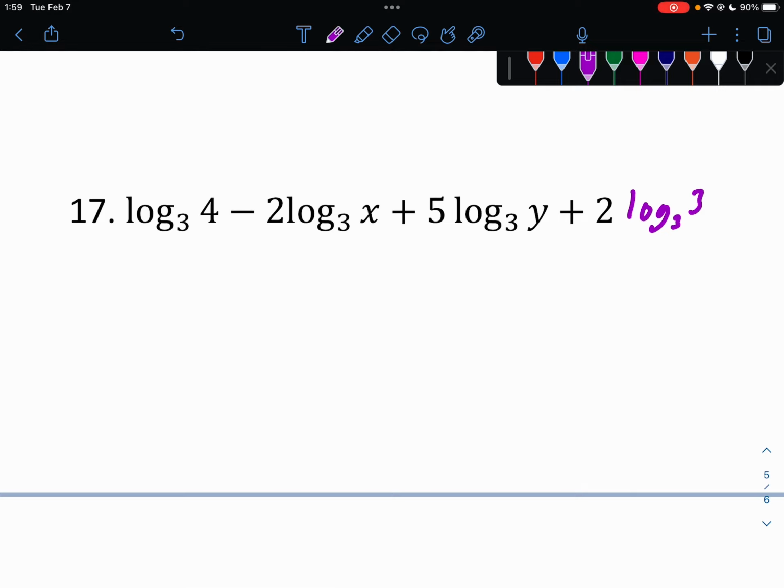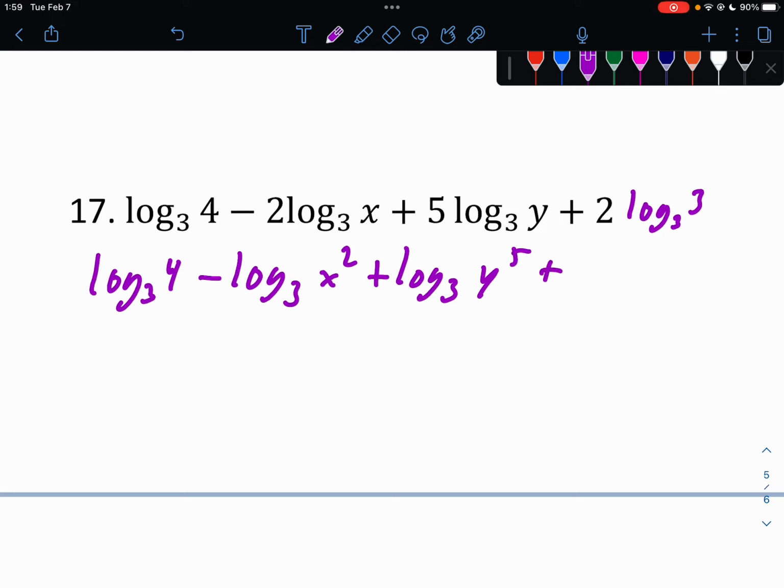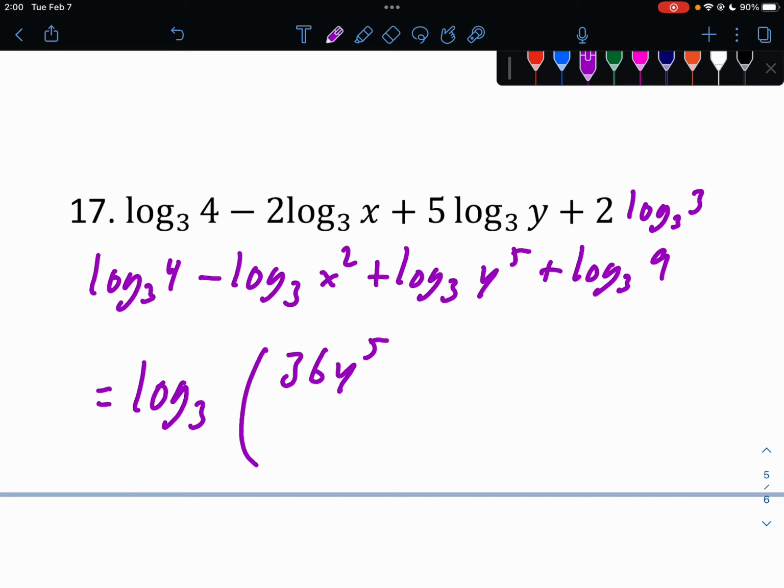And now I can rewrite this as log base 3 of 4 minus log base 3 of x squared plus log base 3 of y to the 5th plus log base 3 of 3 squared, which is 9. And now I can condense it, where these three go in the numerator and this one goes in the denominator. So our answer here is log base 3 of 4 times 9, which is 36y to the 5th over x squared.